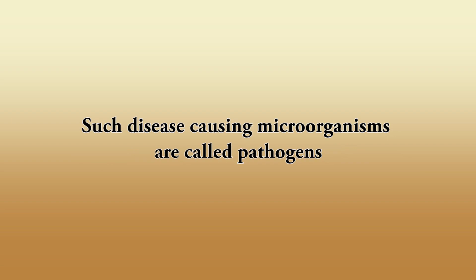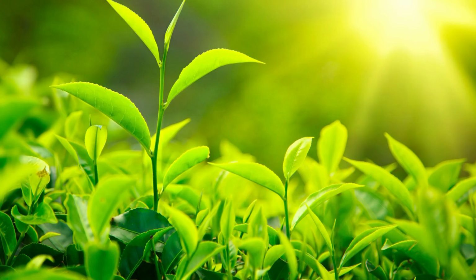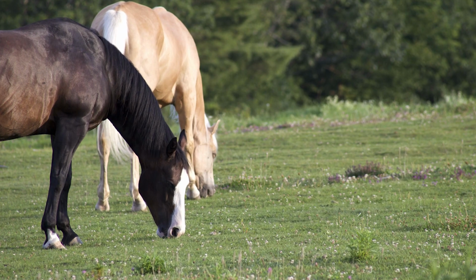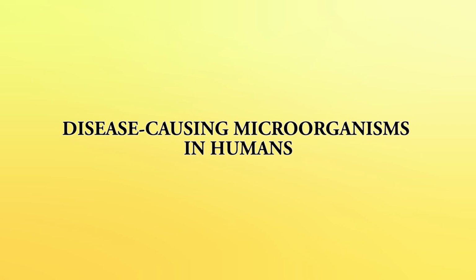Such disease-causing microorganisms are called pathogens. Some human diseases caused by pathogens are cholera, rabies, mumps, malaria, etc. Even plants and animals are also victims of these microbes. So, now let us emphasize some of the disease-causing microorganisms. Now, let us discuss the disease-causing microorganisms in humans.